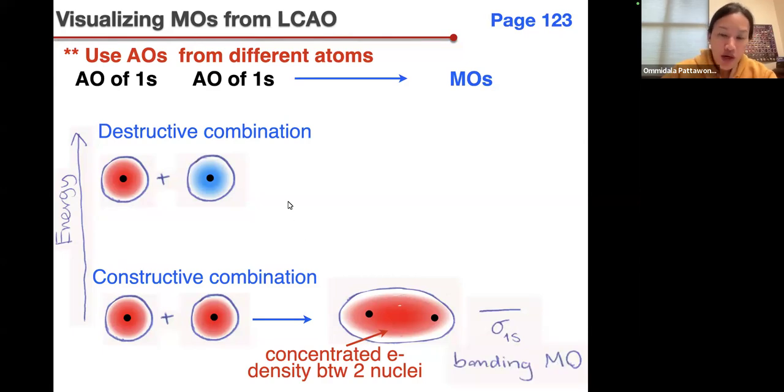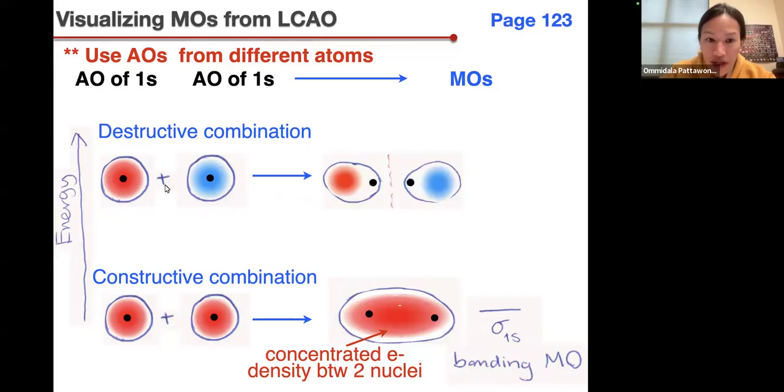Now, what would the destructive combination look like then? You're going to push these together, but when you push them together, they are going to cancel each other out. So therefore, you are going to end up with something like this.